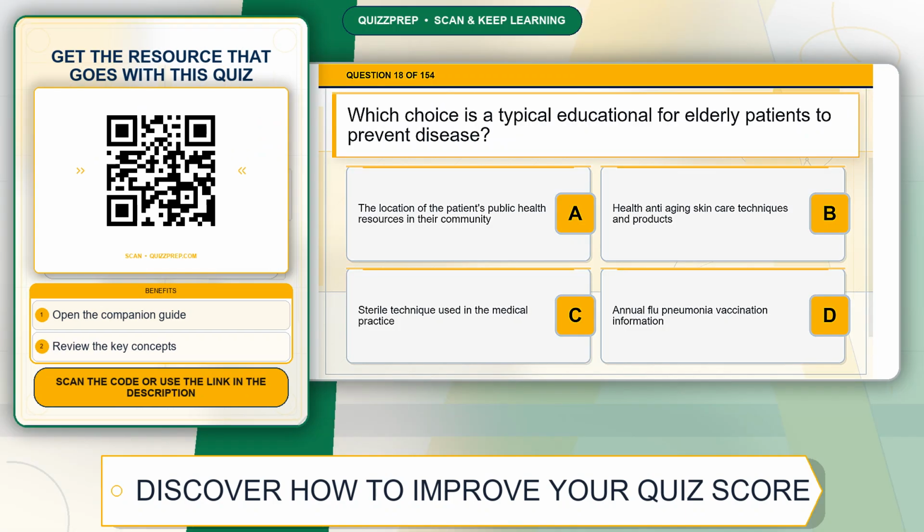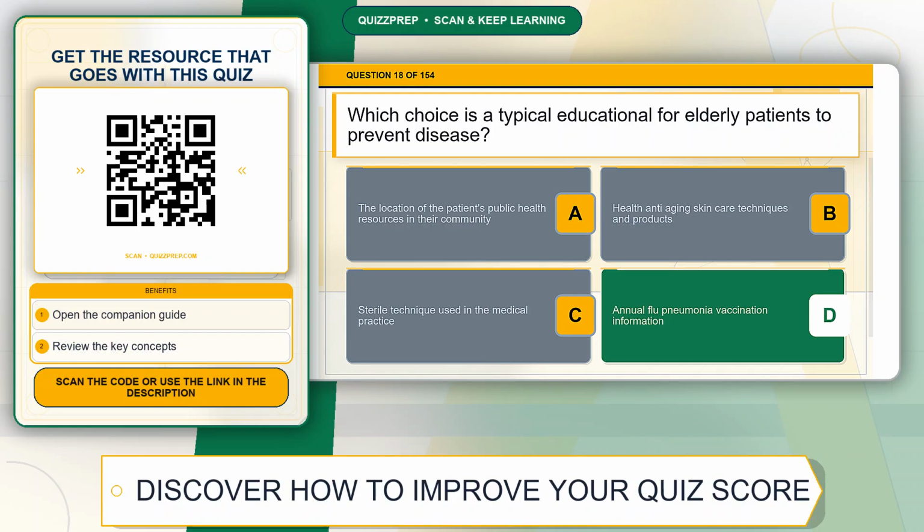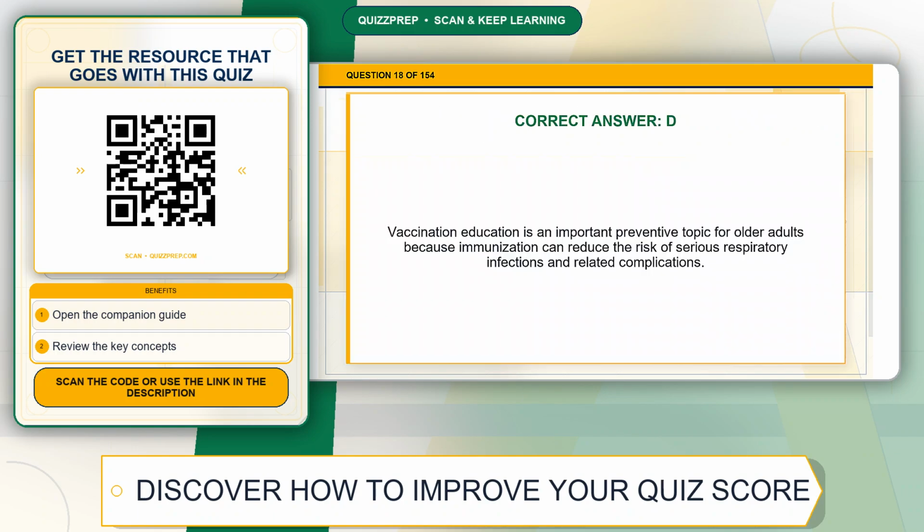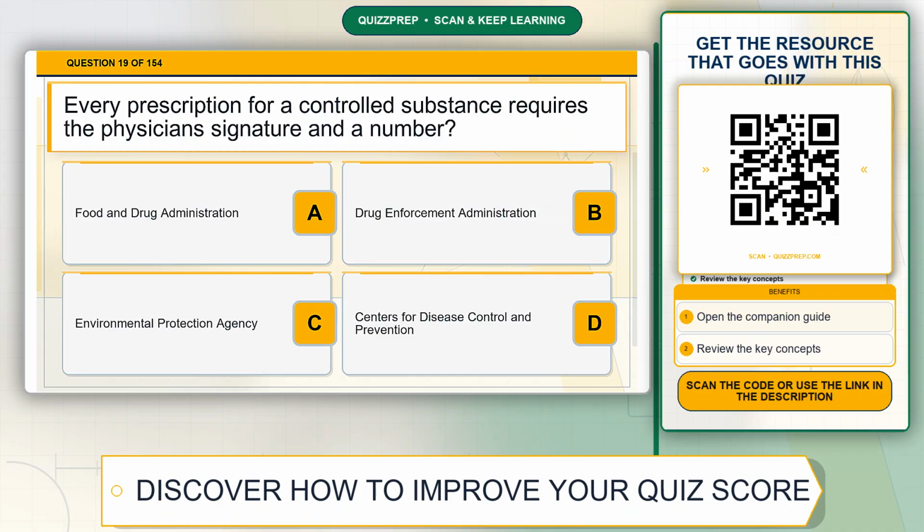Question 18. Which choice is a typical educational topic for elderly patients to prevent disease? Option A, the location of public health resources in their community. Option B, anti-aging skin care techniques and products. Option C, sterile technique used in the medical practice. Option D, annual flu and pneumonia vaccination information. The correct answer is option D. Explanation. Vaccination education is an important preventive topic for older adults because immunization can reduce the risk of serious respiratory infections and related complications.